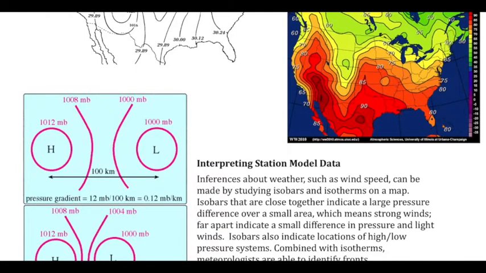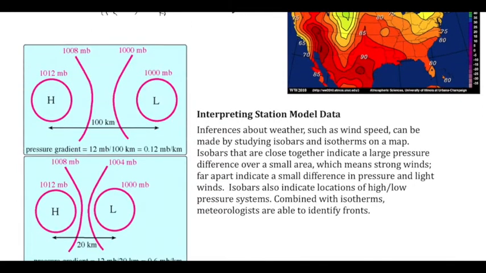On the lower example, you're going to have 1,012 and 1,000 millibars there, and that is still just 12 millibars difference. But when you're talking about 20 kilometers apart rather than 100 kilometers apart, you have a serious change in pressure. So from high pressure to low pressure in a very short place means that you're going to have high winds. So the speed of the wind is based upon the differences in pressure.